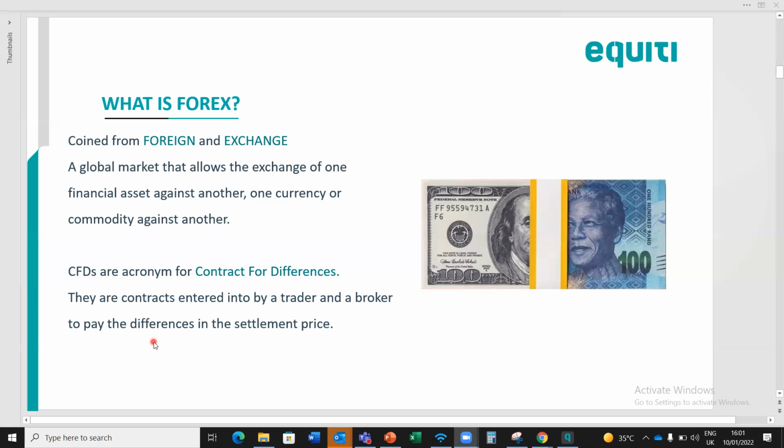So let's take for instance that you bought rice from a broker at 1,000.